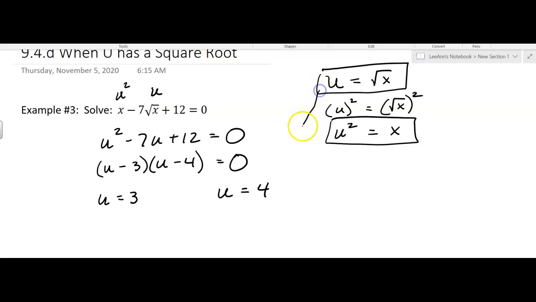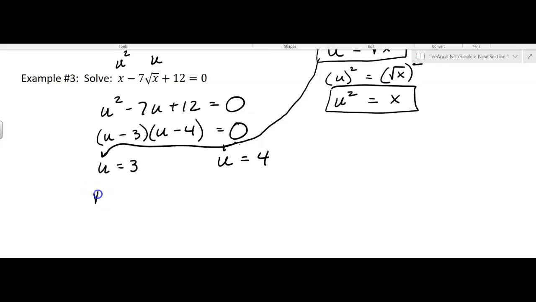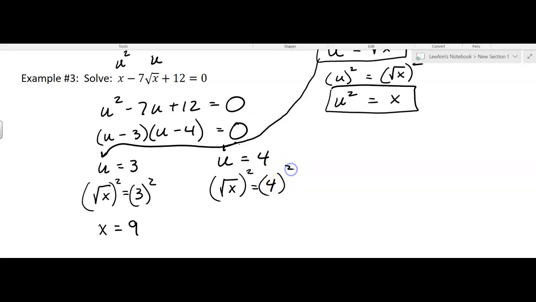Now we replace the u with what we substituted. Now in this case, we had the square root of x. So we have the square root of x equals 3, and over here we have the square root of x equals 4. Okay, how do we solve an equation that has a square root in it? We have to square both sides. So you're going to square this side, and you're going to square this side. So I get x equals 9. And then over here we're going to do the same thing, square both sides. And I get x equals 16.